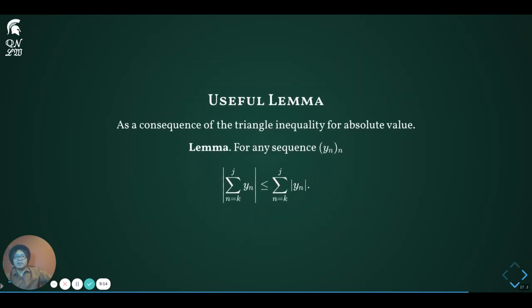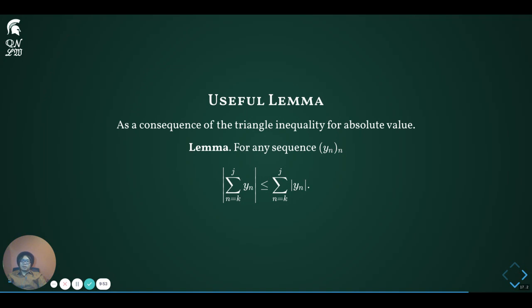A bunch of heavy lifting for this theorem is done by the following lemma. This is a consequence of the triangle inequality for the absolute value, which shows up as a lemma on your usable statement sheet. The lemma here says, for any sequence y, its summation from k to j in magnitude is no more than the summation of magnitudes.